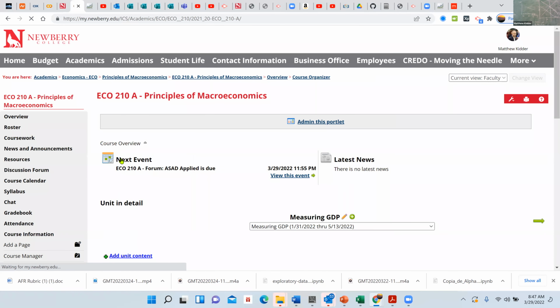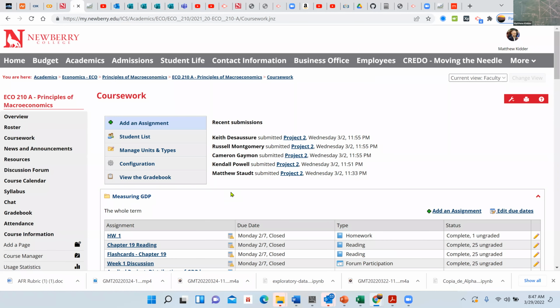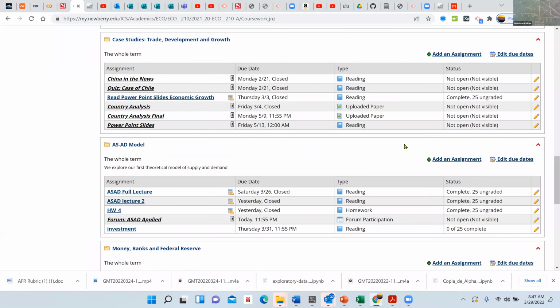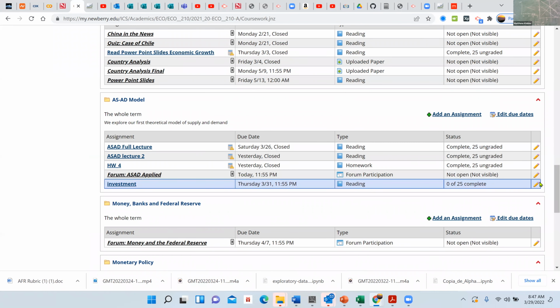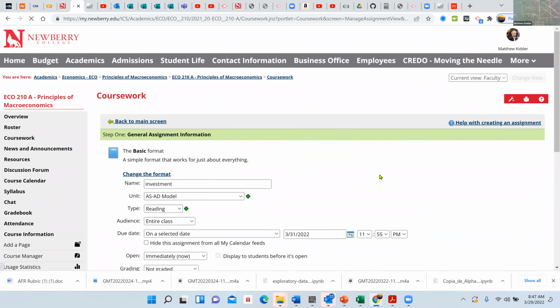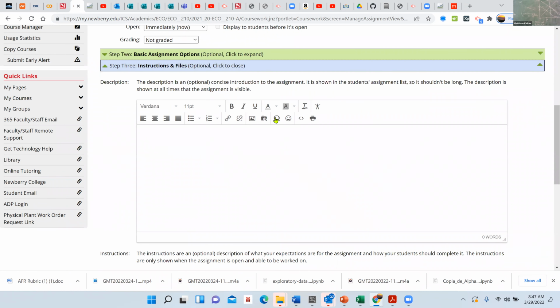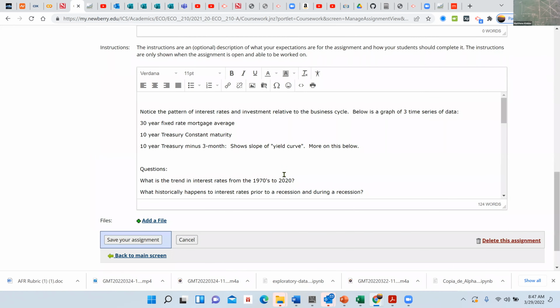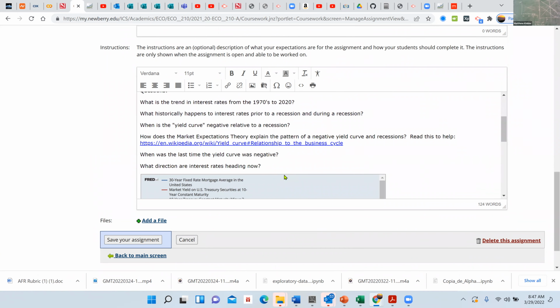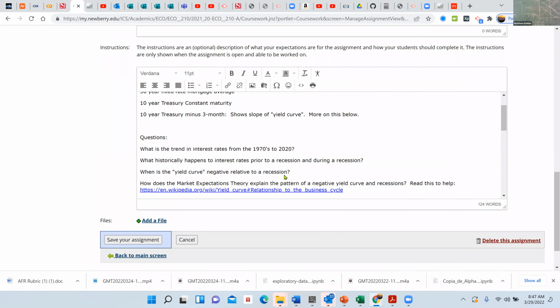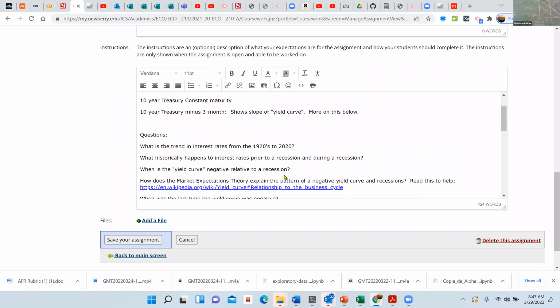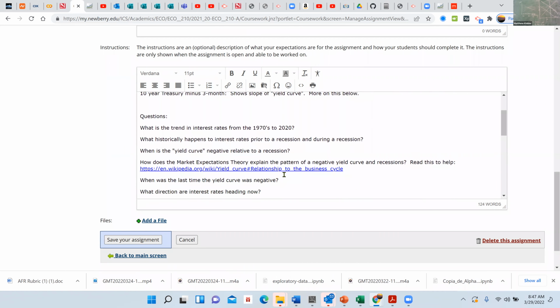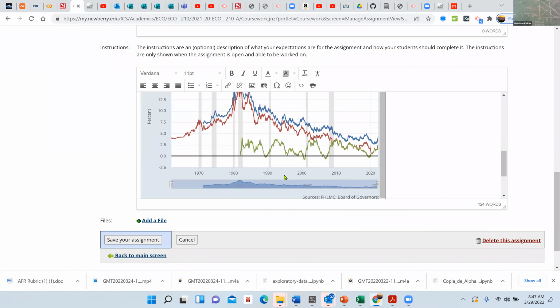But if you go again, and so those of you who are here, go to coursework, and then go down to the ASAD model and investment. And then in the instructions, you'll see some of these things. I've also put a reading about, and this is just from Wikipedia, some questions that I guarantee will be some of these on the exam, okay? Just talking about overall trends, and I'll add to this, like I said.